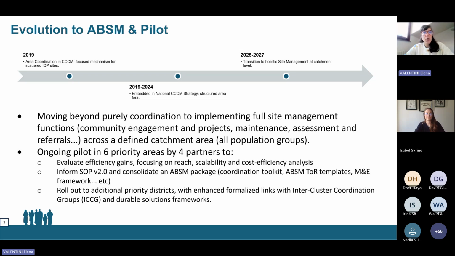One quick question to elaborate a bit on what you said in terms of enhancing and formalizing links with intercluster coordination. We mentioned this in the guidance note as being crucial for the operationalization of coordination in area-based site management. I was wondering if you have any examples of how this has been done since the first rollout of the area coordination in 2019. Any examples on how the area coordination was leveraged by the cluster to support inter-cluster coordination, advocacy, or emergency assistance following flagging gaps.